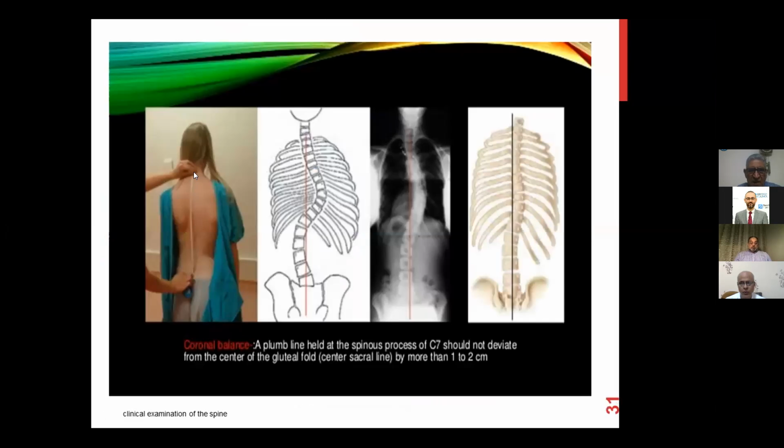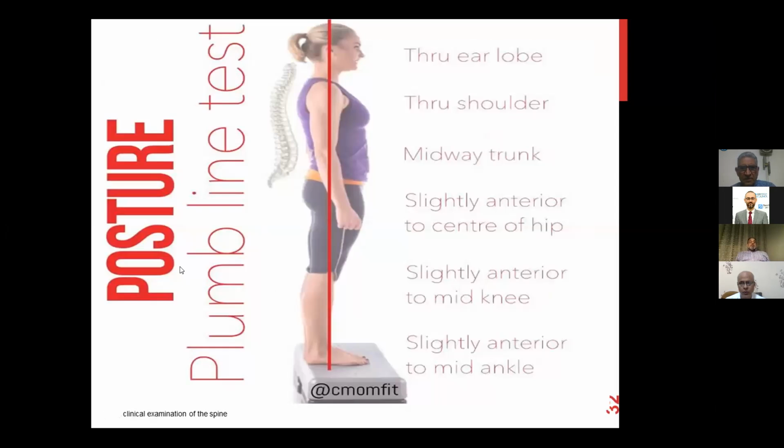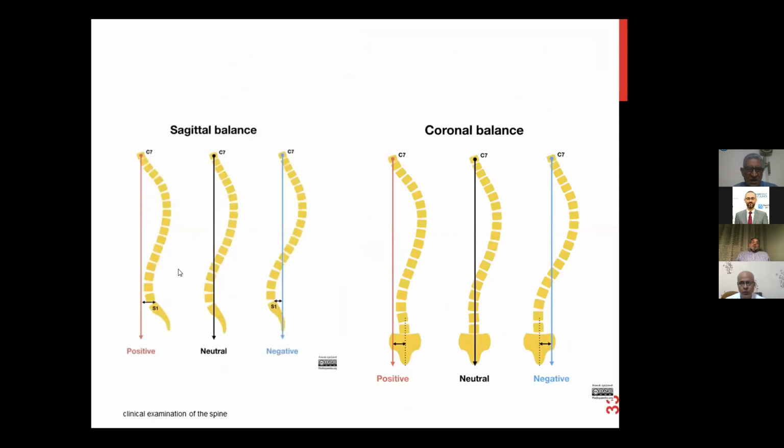This is a plumb line from C7 to the anal cleft in compensated scoliosis or in a normal person. In uncompensated scoliosis, the line will be shifting to the right or to the left, either positive or negative. Here we are. This is sagittal balance, positive sagittal balance, neutral, negative sagittal balance. This is coronal balance.